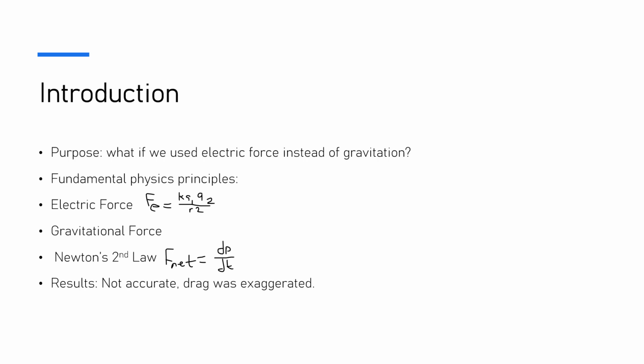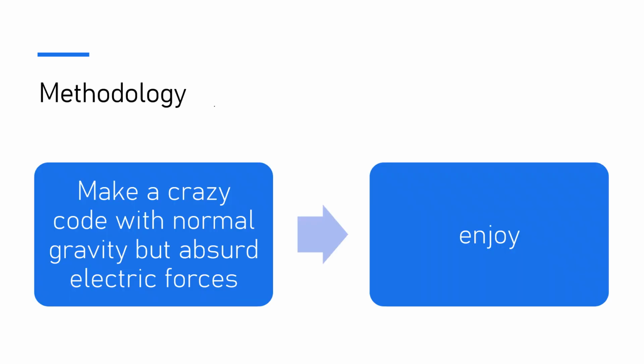And in our results, you can see that not everything is exactly very accurate. We'll get to that. Oh, there's a gravitational, cool. So for methodology, the first step, we're gonna make a crazy code. It's gonna have a normal planet and a normal moon, and then a ship that's gonna just go absolutely crazy with some electric forces. And from this, we're gonna get some very pretty results. So we're gonna enjoy them.